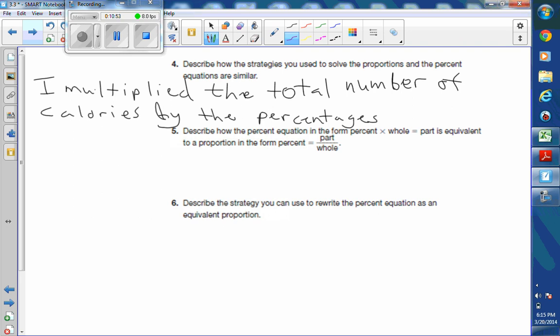It says, describe how the percent equation in the form of percent times whole equals part is equivalent to a proportion in the form of percent equals part over whole. So if you look at when you multiply both sides of the proportion by that 2,000 whole, you actually get the percent equation. So let's go back and look at that.